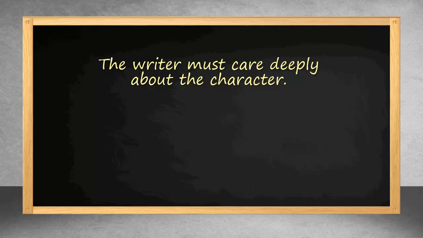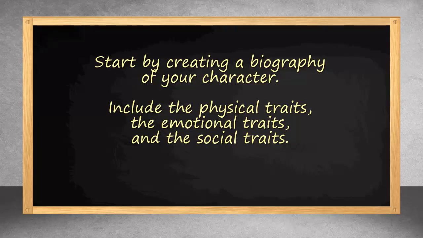As a writer, you have to know about your character's past in order to understand what motivates them in the present. So the first step in creating a character is to create sort of a biography of who that character is. In that biography, I start out by creating 3 different categories: the physical aspect, the social aspect, and the emotional aspect of the character.